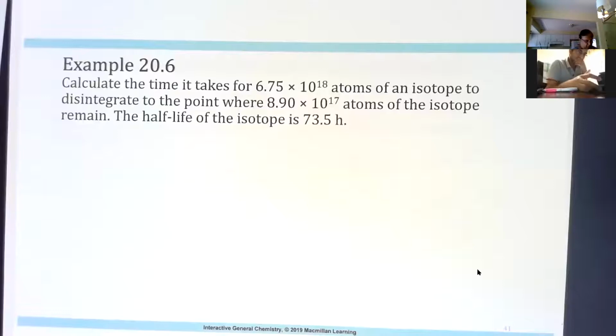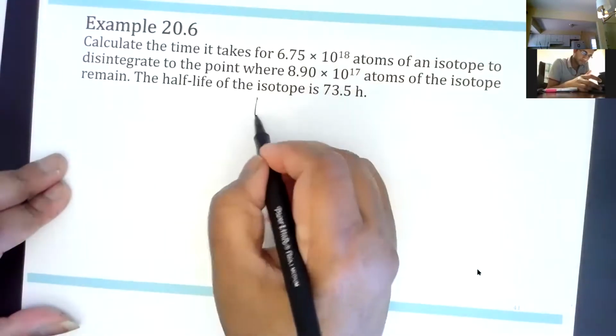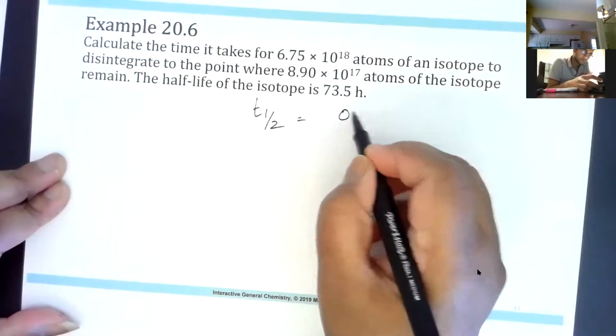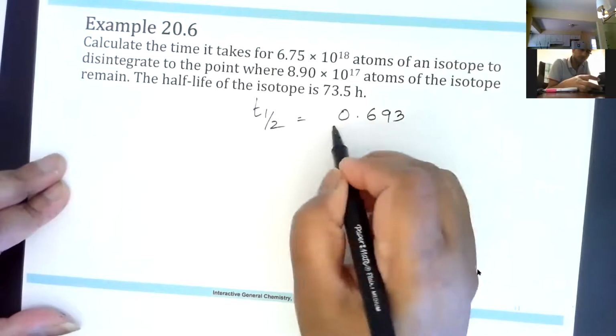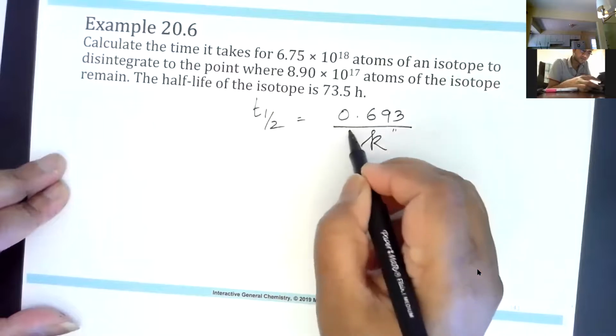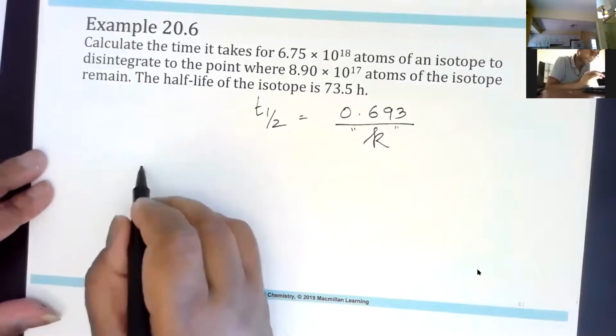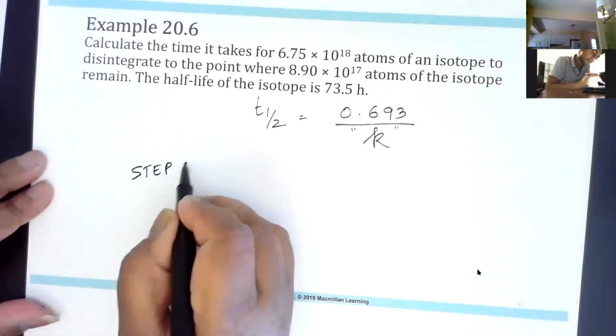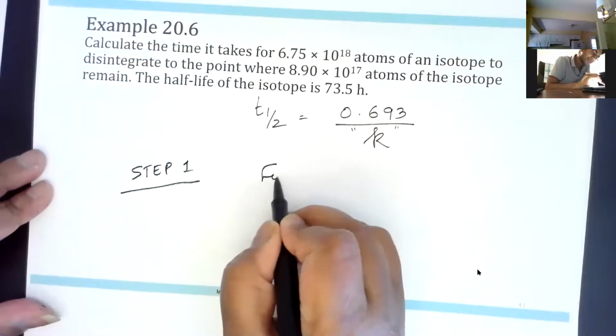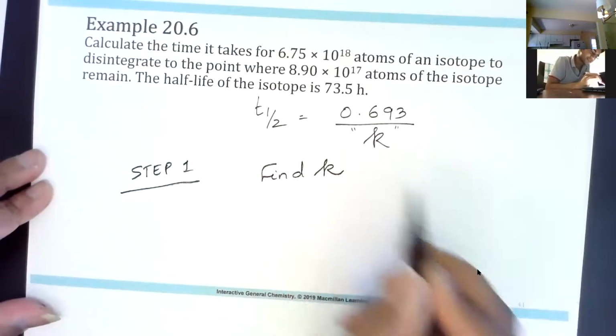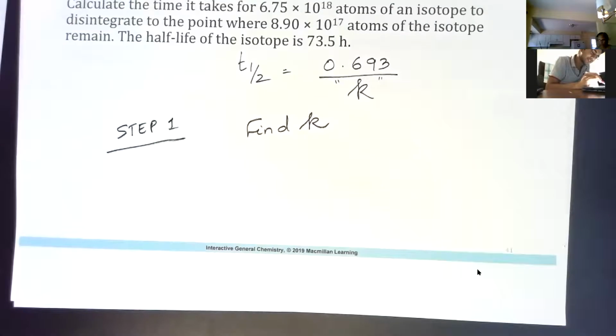What must you do first? Can you find half-life in one step? Half-life is t half equals 0.693 over K. Do you have K? You do not have K. Please read the problem. Find K. Set up the equation, find K.